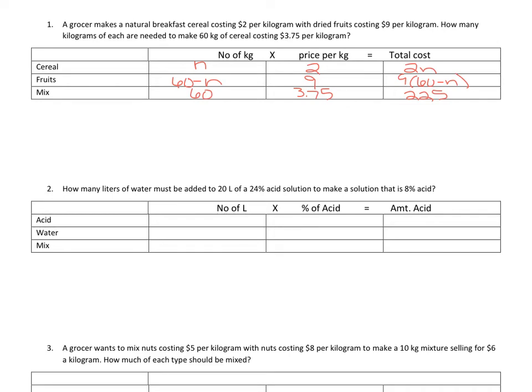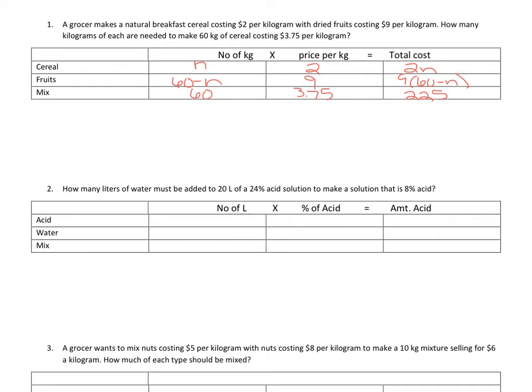So if we look at our charts, let's interpret what this means. This last column is total cost. So this 2N right here is the total cost of the cereal in my mixture. This 9 times 60 minus N, that's the cost of the fruit in my mixture. And this 225, that's the total cost of my mixture. This is how much cereal costs, this is how much fruit costs, and this is how much the whole thing costs. So how could I write an equation to show that?